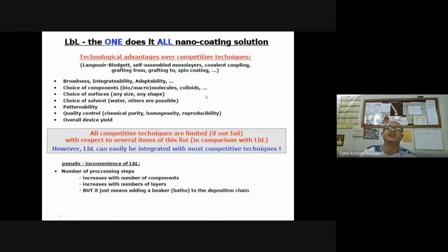This technique has a lot of application advantages over other techniques, say LB or spin coating, because it gives you the opportunity to integrate different kinds of material in an easy manner. You can choose your component, maybe biomolecule, maybe polymer, maybe colloid, maybe different kinds of things. You can choose your surface, you can choose your solvent, you can make your design pattern. So this kind of flexibility is there. But people sometimes say that this technique takes some time, because if you dip your substrate, you have to allow some time so that the interactions are completed.